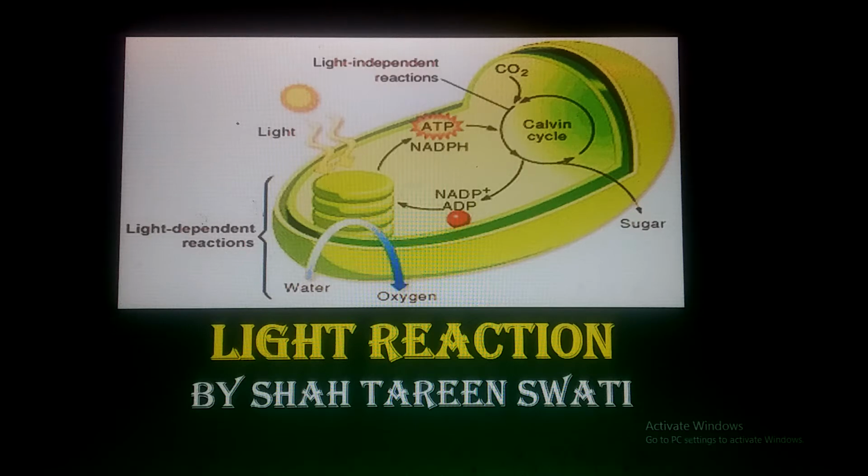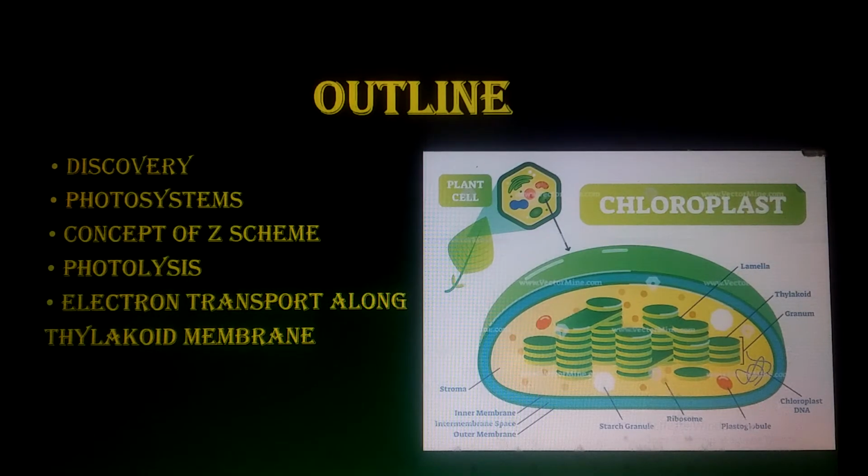So what is light reaction? How many steps are involved in the light reaction? Which enzymes are involved? How many types of light reaction are there? And what is the other name used for the light reaction? In this lecture, I will discuss a little about the discovery, then photosystems, the concept of the Z scheme, why it is called Z scheme, what is the reason, and many more. Then photolysis, what is photolysis, where it occurs, and electron transport along the thylakoid membrane.